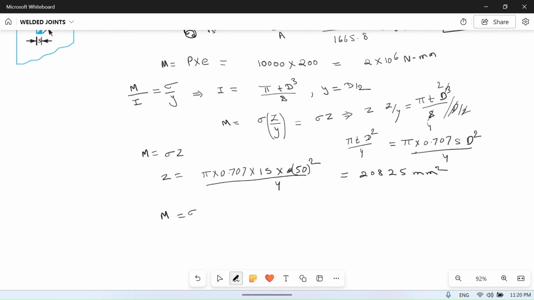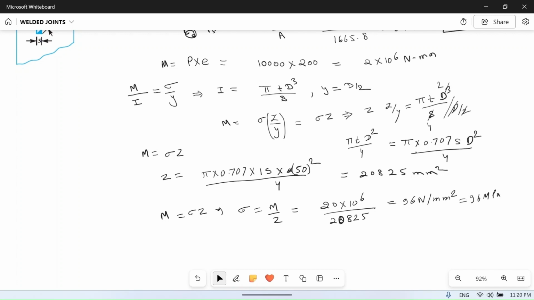So what will be the bending stress? M is equal to sigma Z, so sigma is equal to M by Z. The value of M is 2 into 10 to the power 6, which we have just calculated, divided by the value of Z we have also calculated, 20,825, which will be equal to 96 Newton per mm square, or 96 megapascal.